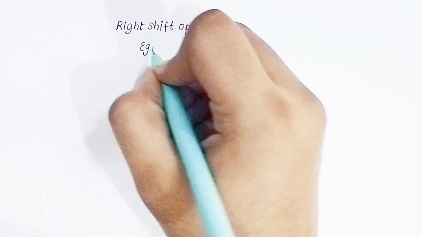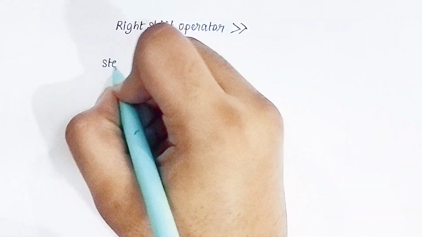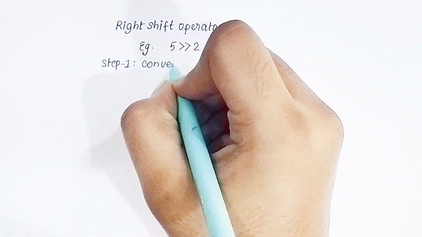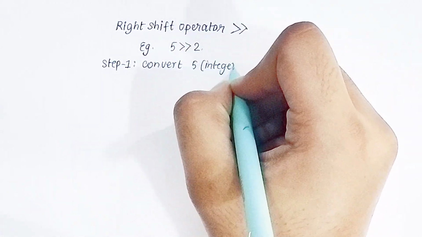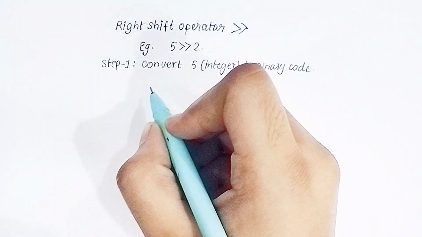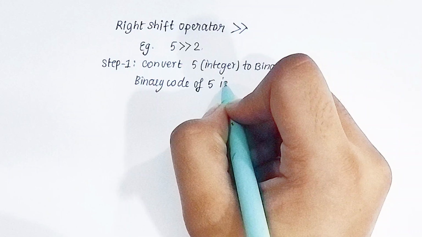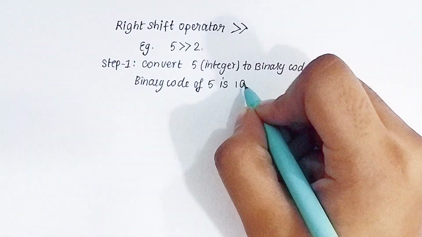Now let's try to understand the right shift operator, and it is represented something like Sunia's face. Just kidding. This is how it looks. Now let's consider the same example which we used in the left shift operator. So step 1 is the same. We need to convert the number 5, which is an integer, into binary code. By now I guess you got how to convert it, so I'm writing it directly. The binary code of 5, I guess you remember, is 101.